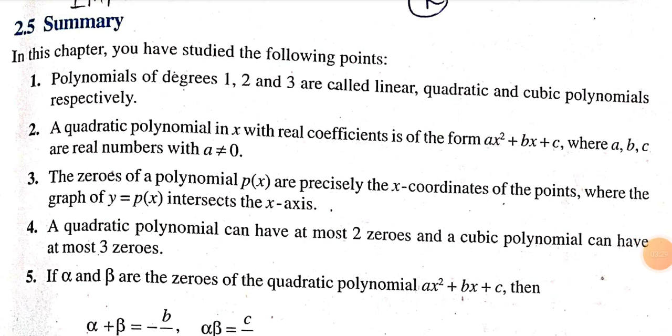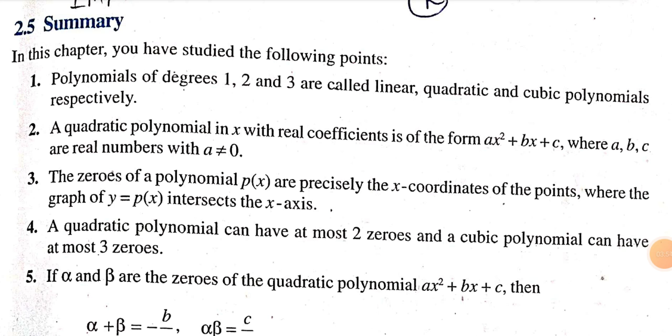Chapter 2, Polynomials. 2.5 Summary. In this chapter, you have studied the following points. 1. Polynomials of degree 1, 2 and 3 are called linear, quadratic and cubic polynomials respectively. 2. A quadratic polynomial in x with real coefficients is of the form ax square plus bx plus c, where a, b, c are real numbers with a is not equal to 0.